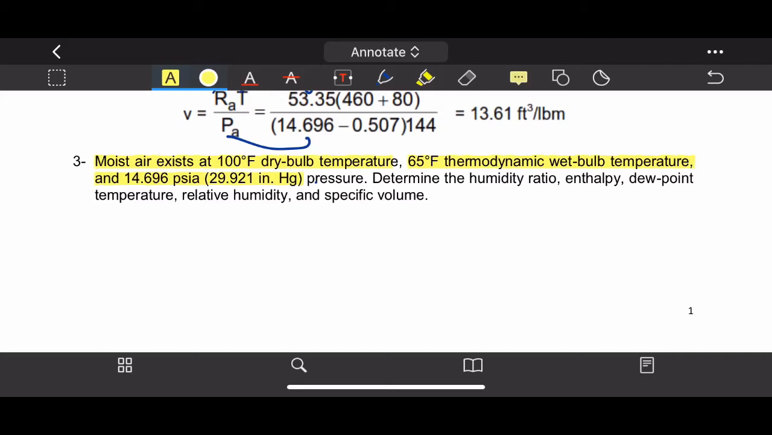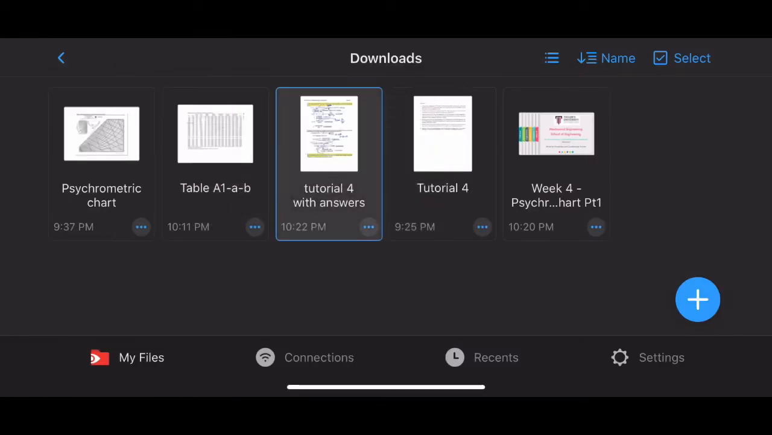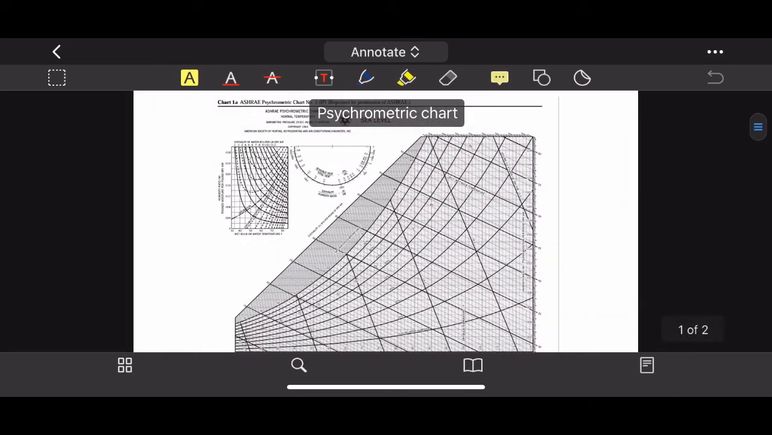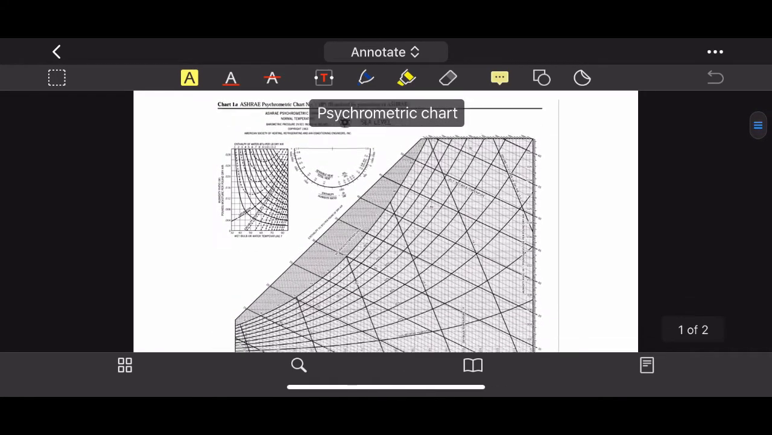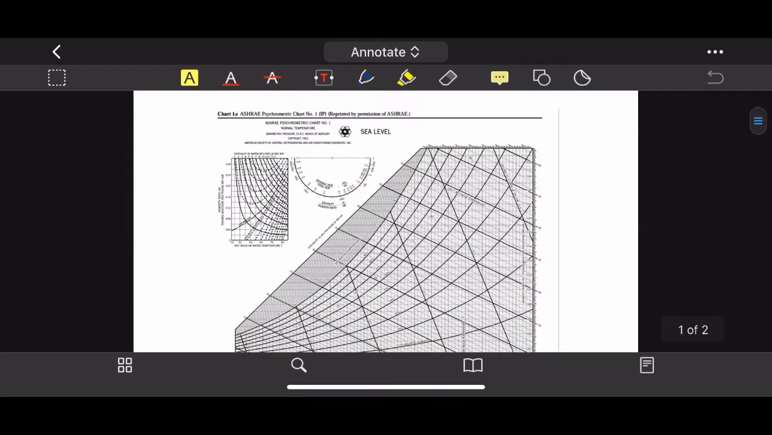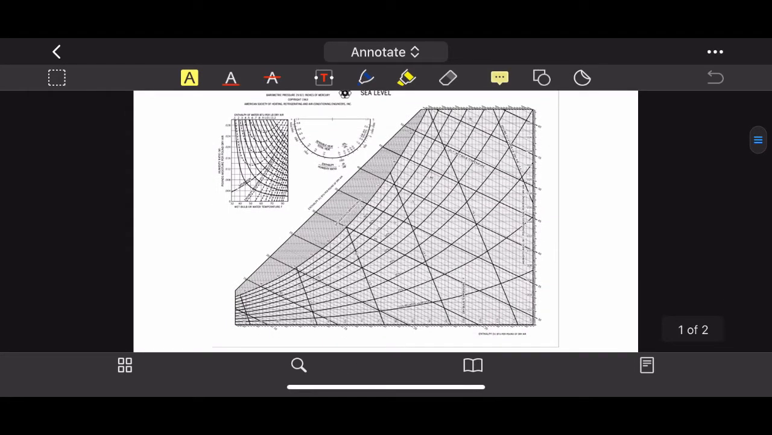So it tells you to use the psychrometric chart for English units. Determine the humidity ratio, enthalpy, dew point temperature, and also relative humidity, and also specific volume, which all can be done using the psychrometric chart, which I have here. On this chart, I have the SI unit and also the English unit. So the first one is the English unit.